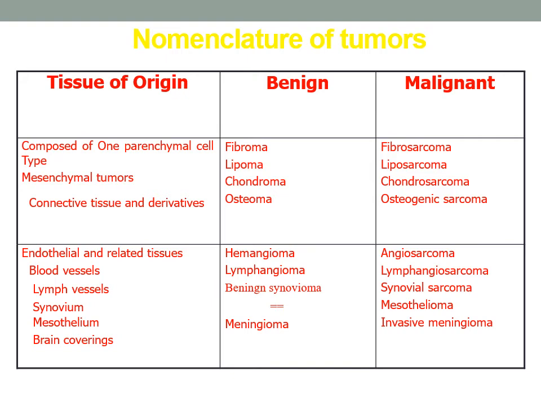Okay, endothelium structure. When the endothelium and related tissue, such as blood vessel, lymph vessel, synovium, mesothelium, and the brain covering. Okay, they will be named like this. In a blood vessel, if it's benign, it will be hemangioma, ending with the suffix -oma. In malignant, it will be angiosarcoma. In lymphatic vessel, we'll have lymphangioma in benign, and in malignant, we'll have lymphangiosarcoma.